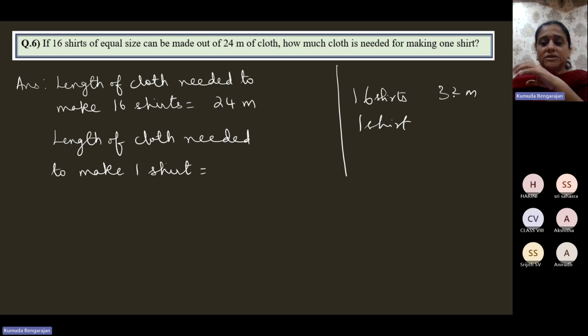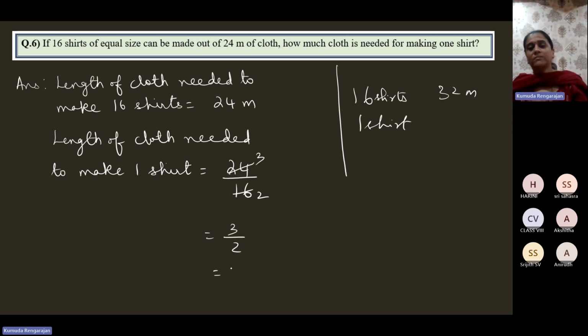If you need 32 meters of cloth to make 16 shirts, then for one shirt, it will be 32 by 16, 2 meters. In the same way here, to make 16 shirts, 24 meters. One shirt, it will be 24 by 16. So 8 twos are 16, 8 threes are 24, so it is 3 by 2, or 1 1 by 2 meters, or 1.5 meters.